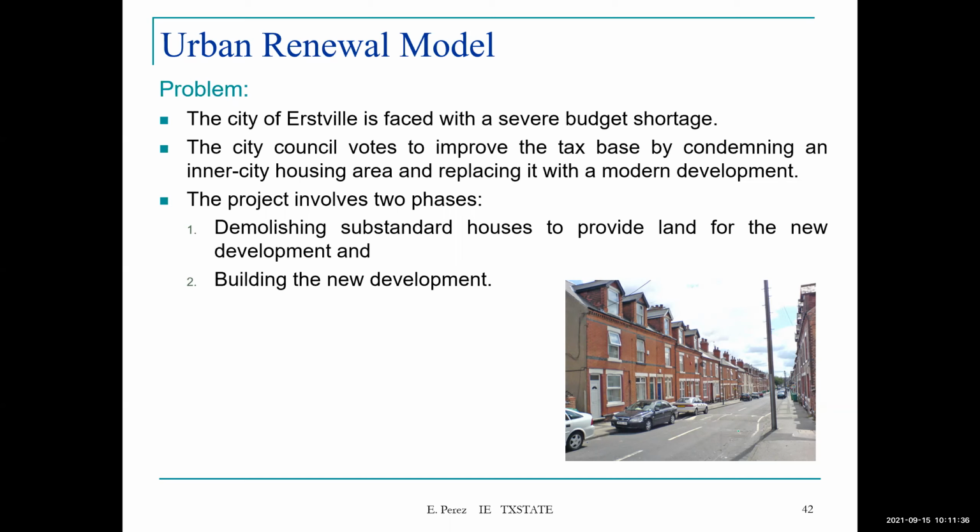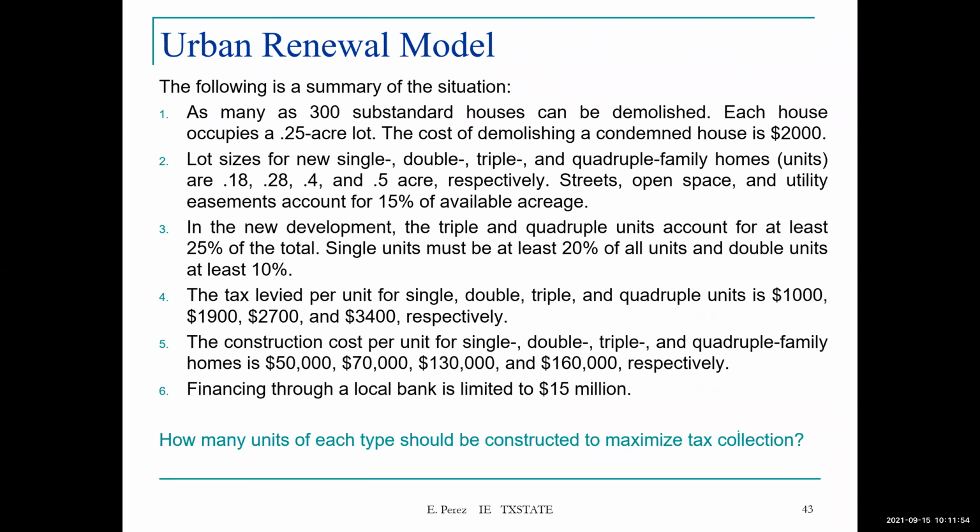The project involves two phases: demolishing substandard houses to provide land for the new development and building the new development. So if you live in this area, you have seen how that's been happening, especially in Austin. The areas are being demolished, and then you have all these new buildings coming up. So that's what we are trying to model here.